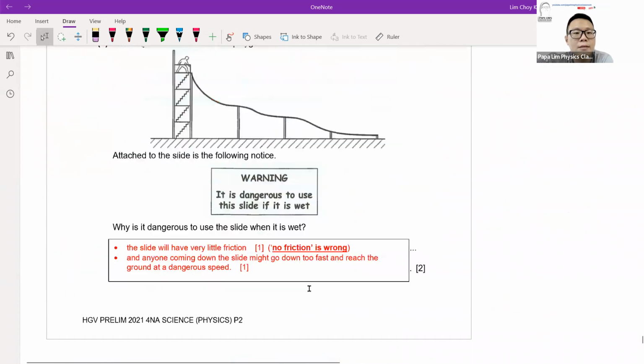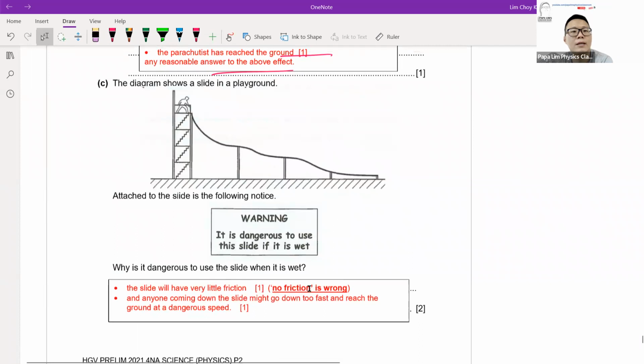Part C, dangerous to use the slide. It is like an off-tangent question. Okay, it's a different question. Why is it dangerous for you to slide? I would say it's quite a common sense question. Because the question says wet, and from the question you know that wet usually has everything to do with friction.